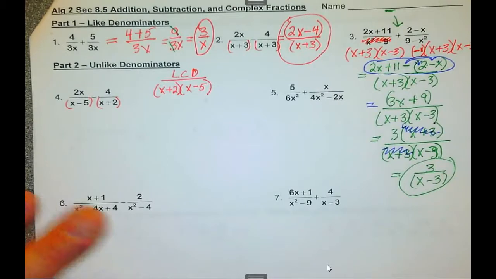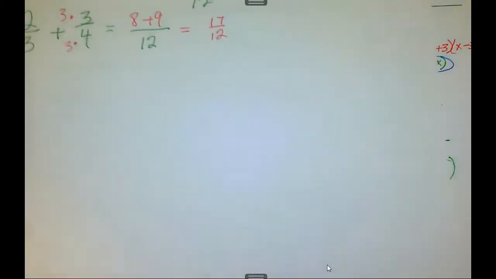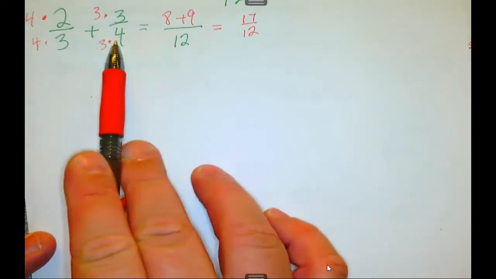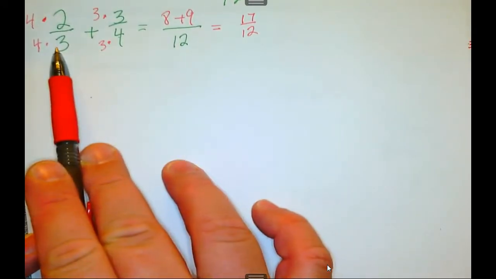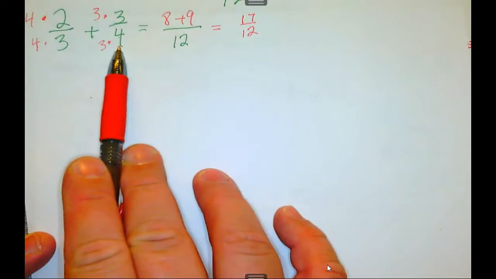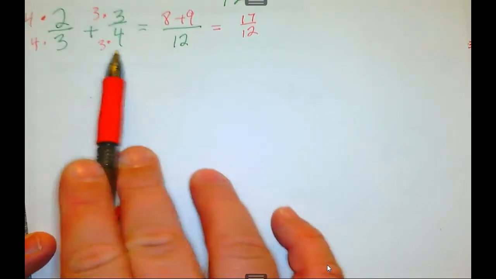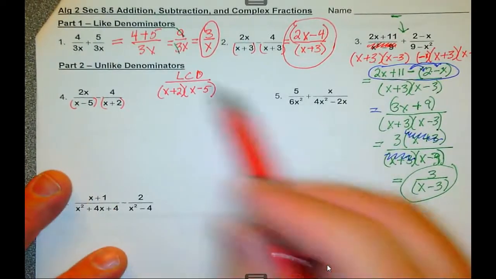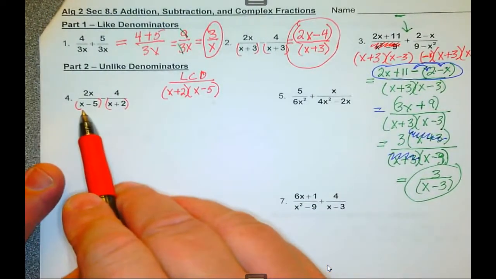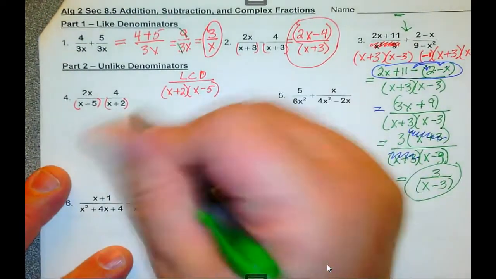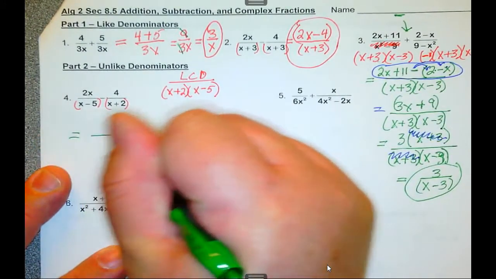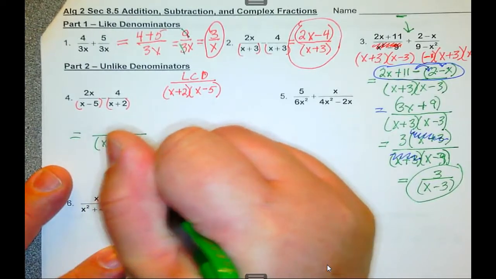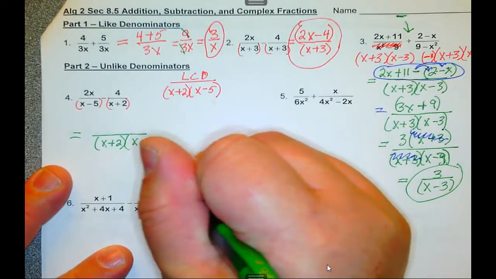Remember, I had to find a common denominator. I had to multiply one fraction and multiply the other fraction by what was not there. That's what we're going to do here. Okay? So my lowest common denominator is x plus 2, x minus 5.